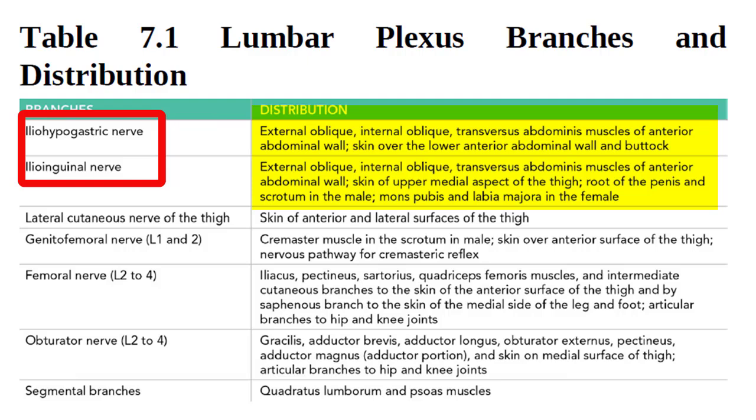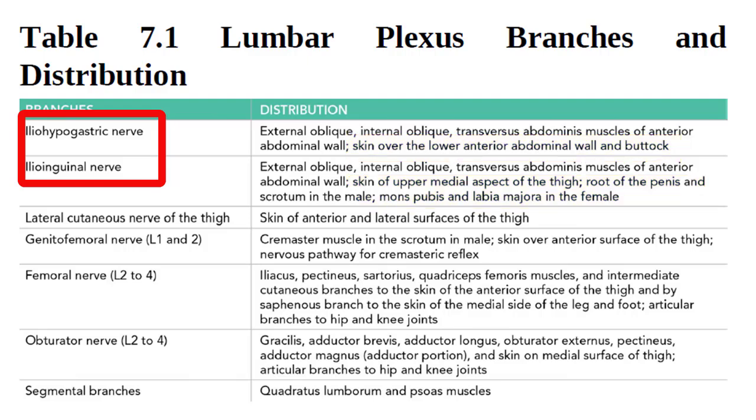Besides giving motor innervation to these muscles of the anterior abdominal wall, the iliohypogastric and the ilioinguinal nerves also give sensory innervation to skin. On which area are these nerves going to provide sensory innervation? It's over the lower anterior abdominal wall, the skin of the upper medial side of the thigh, and the genital area as well.